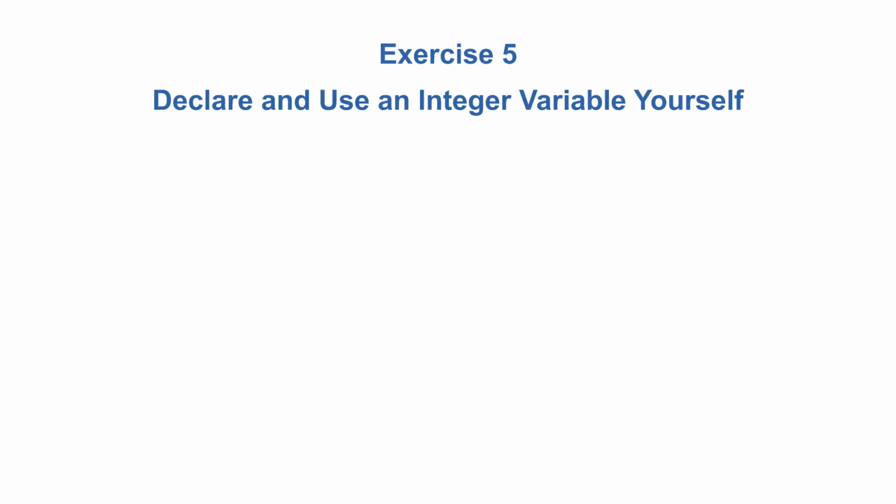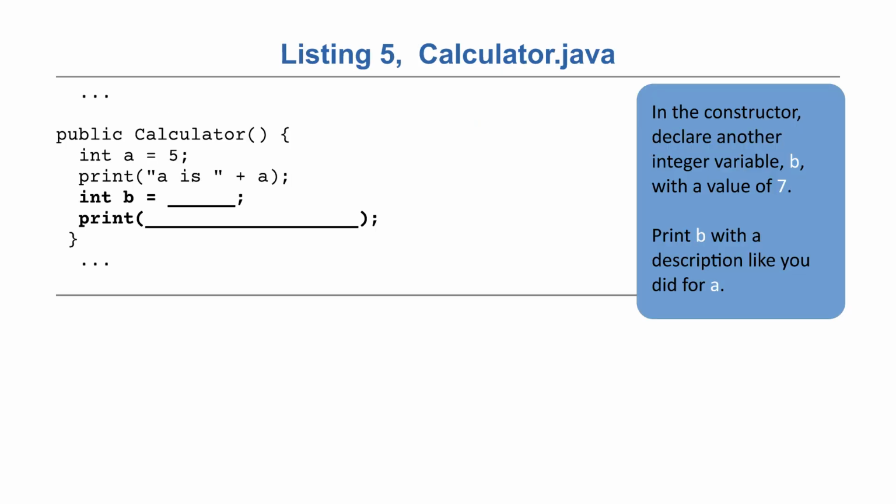Exercise 5. Declare and use an integer variable yourself. In the constructor, declare another integer variable, b, with a value of 7. Then print b with a description like you did for a. Run it. What happened? It should have printed a is 5, b is 7.